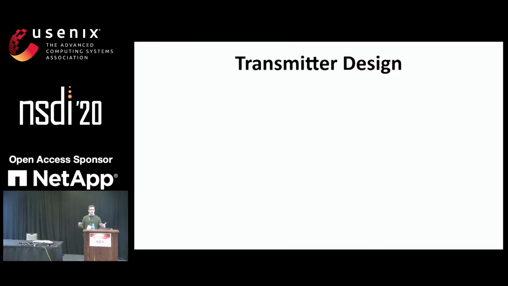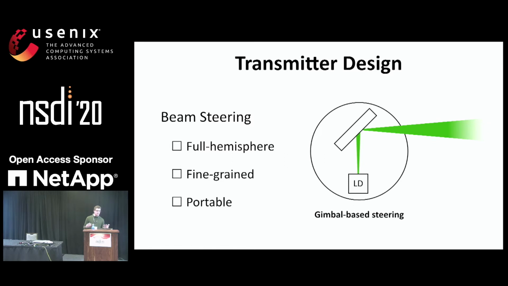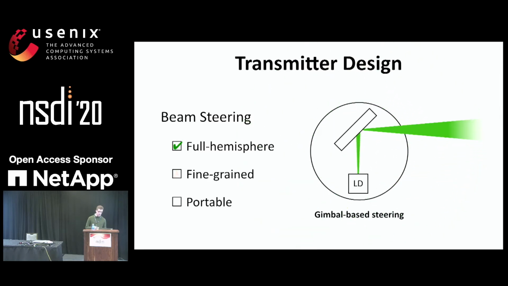Within our transmitter specifically, we have a lot of components. But to begin with, I'll talk about our beam steering. We have three main requirements here. Our beam steering has to be full hemisphere, so we can steer anywhere around our transmitter. It needs to be accurate, so fine-grained, and also portable. A potential candidate is gimbal-based steering, using free space optics, like LiDAR. These are cool, right? They can do a full hemispherical steering range, but they're not very accurate, and they're also not very portable.